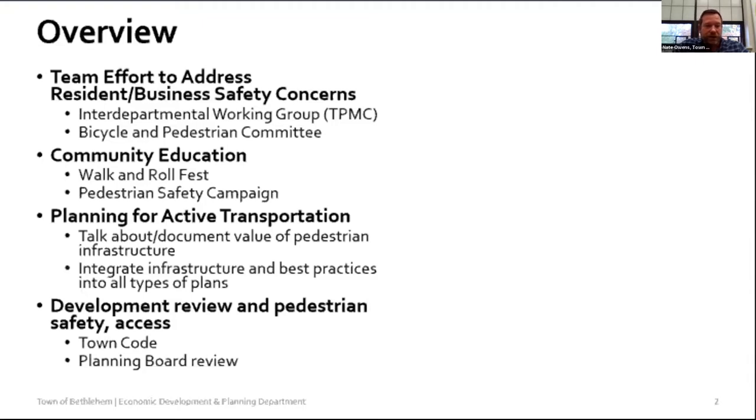We've got community education efforts, some various planning activities for active transportation, including pedestrian safety. And then we've codified a number of the best practices for pedestrian safety and provision of pedestrian infrastructure, codified those so that our development review process really helps to solidify and expand pedestrian access and safety within the town.